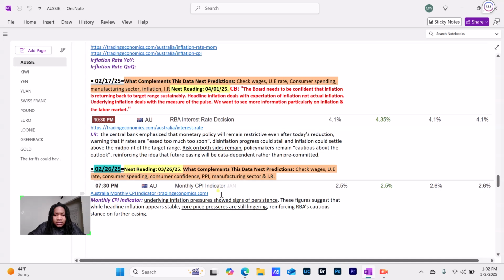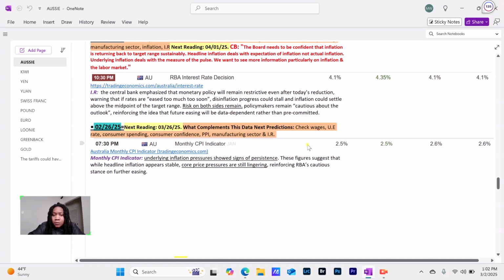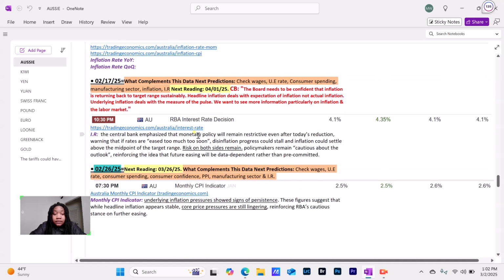Inflation, as you see, this is old. I don't pay too much attention to the monthly indicator. It's so volatile, right? But I still keep it in mind. They say underlying inflation pressure shows signs of persistence. So you know that the RBA is going to be cautious or pause on cutting the interest rate, which would give relief to the economy, but they're not doing that because their main focus is to get inflation down in that economy. Core price pressures are still lingering, tough.